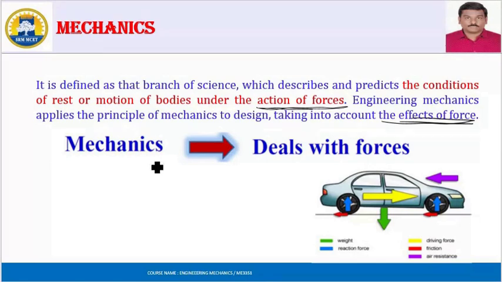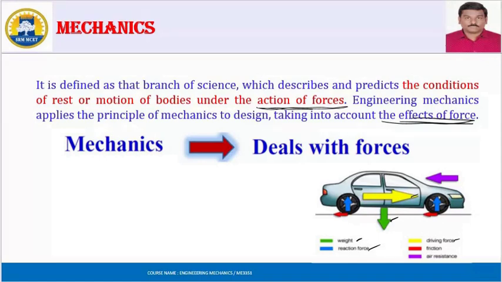We are taking a car. What are the forces acting on this car? The first one is weight. See the green arrow mark; the weight acts towards the gravity. The second one is the reaction force. Due to the weight, a reaction force acts; see the blue arrow mark. The third one is the driving force. See the yellow arrow mark. The direction in which the car will move is called the driving force.